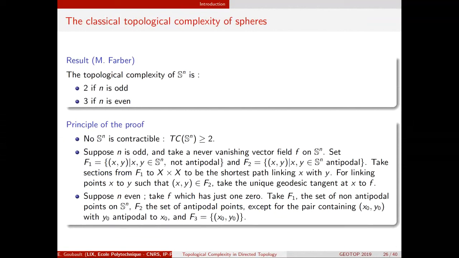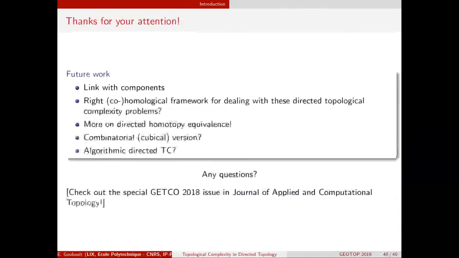Well, I do have a question, Eric. In your last slide, it says algorithmic directed topological complexity. So what exactly do you mean? I mean, that was part of future work. So what exactly do you mean, like incorporating classical complexity into this?